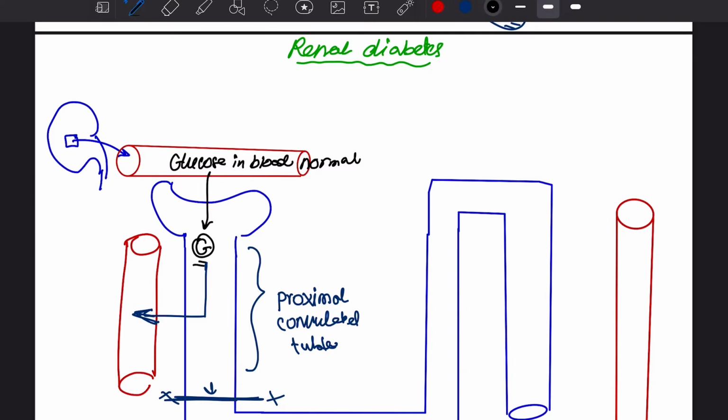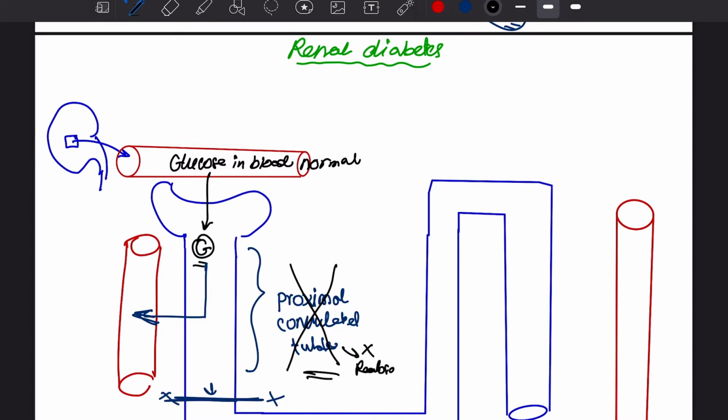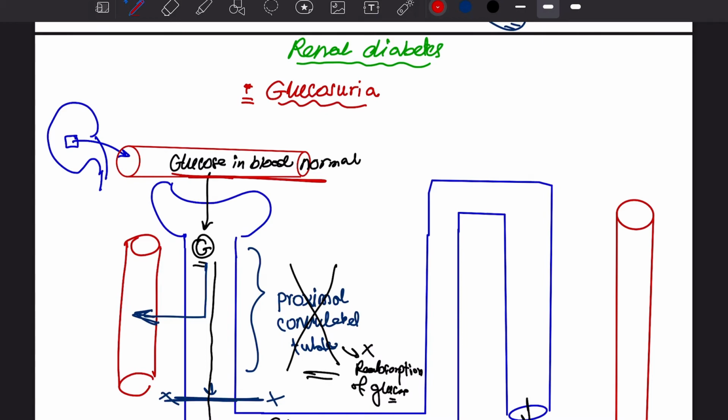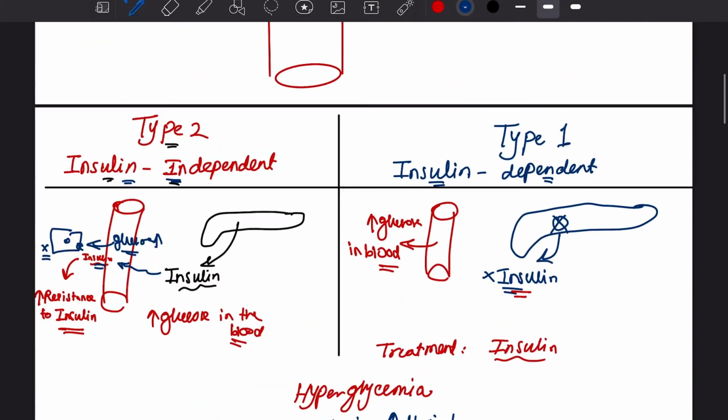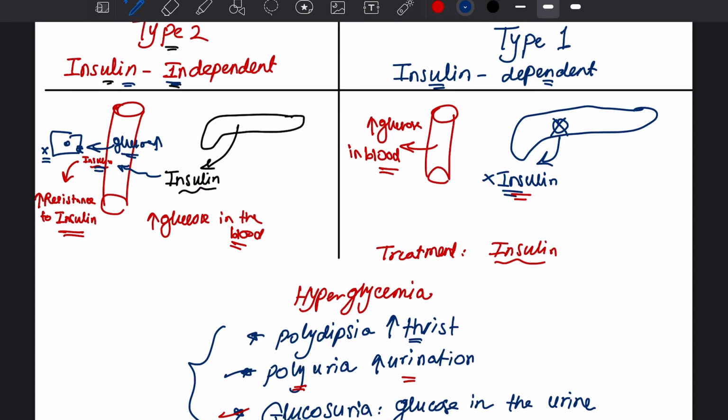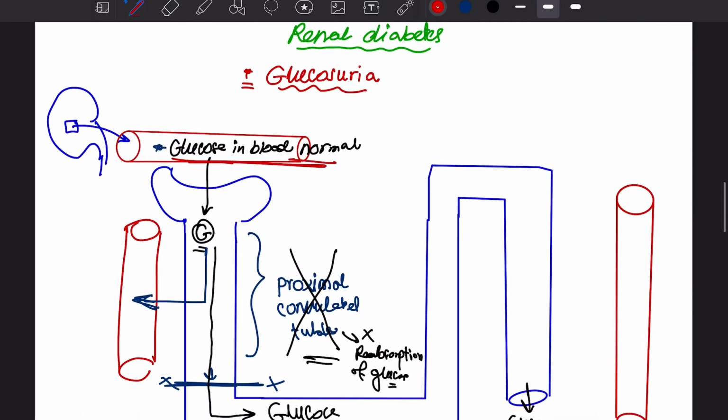But in this type, there is something wrong with the proximal convoluted tubule. It cannot reabsorb glucose. That's why glucose will continue its way to the urine. So we will also have glucosuria, glucose in the urine. But in the question they will tell you normal glucose in the blood. That's the difference from diabetes mellitus, which also had glucose in the urine, like renal diabetes, but high glucose in the blood. While here we have normal glucose in the blood but glucose in the urine. So surely there is something wrong here. There is no reabsorption back to the blood. Glucose will stay in the renal tubules.